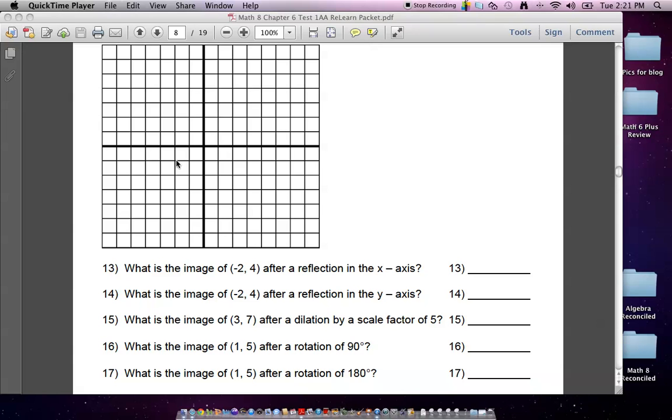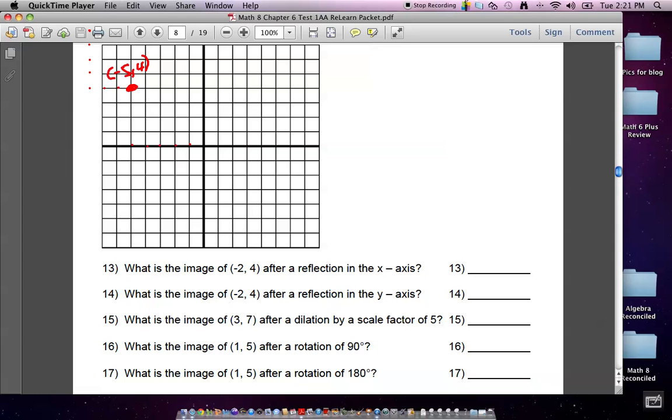Now, for the next couple, I'm just going to look in a Relearn packet here. Number 18 says, what's the image of negative 5, 4 after a translation 3 units to the left and 4 units up? Negative 5, 4. So here's negative 5, 4. Now, translation means slide. You're going to move 3 units to the left and 4 units up. So if I go 3 to the left, it's 1, 2, 3, and 4 up is 1, 2, 3, 4.